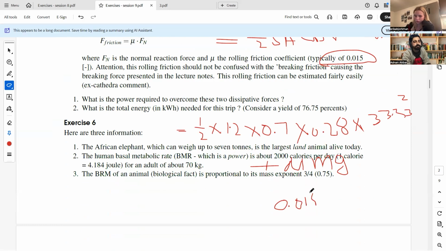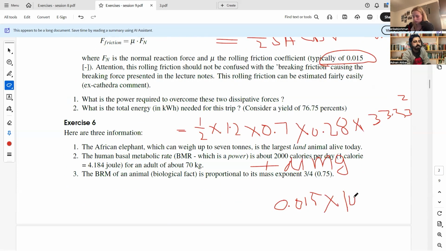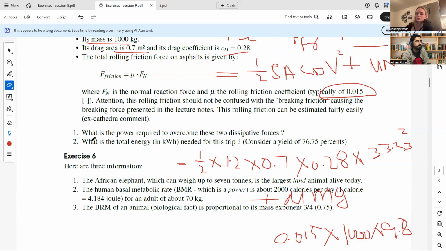0.015 multiplied by mass was 1000 kg. 1000 multiplied by 9.8. Okay, let me show you what you have to find.